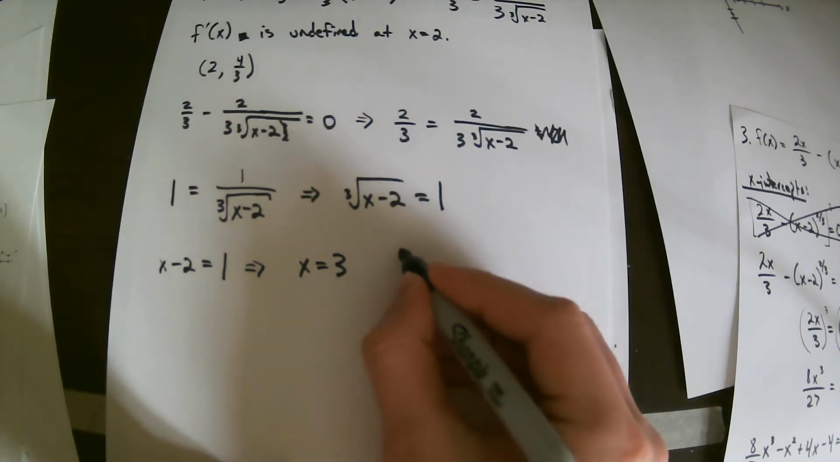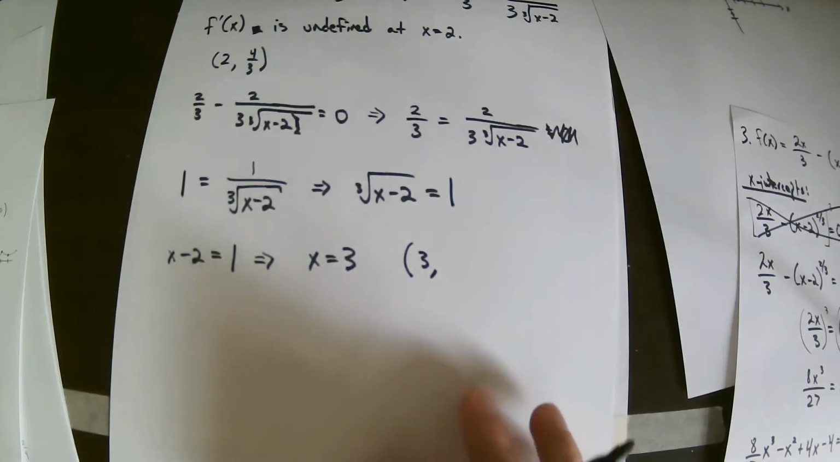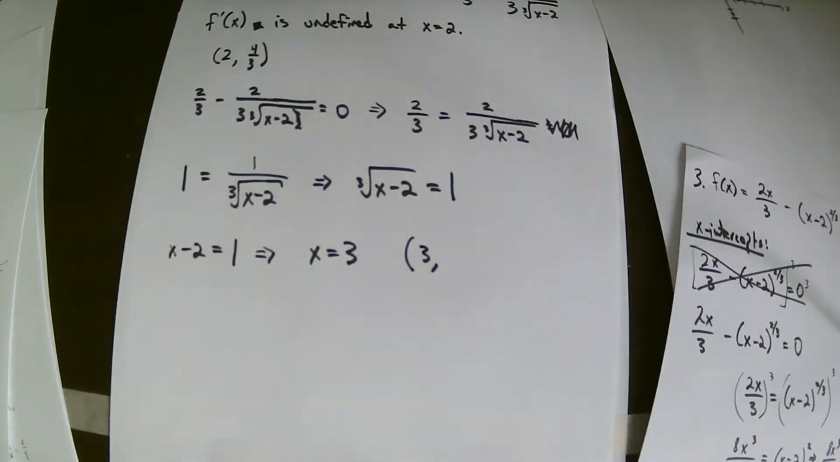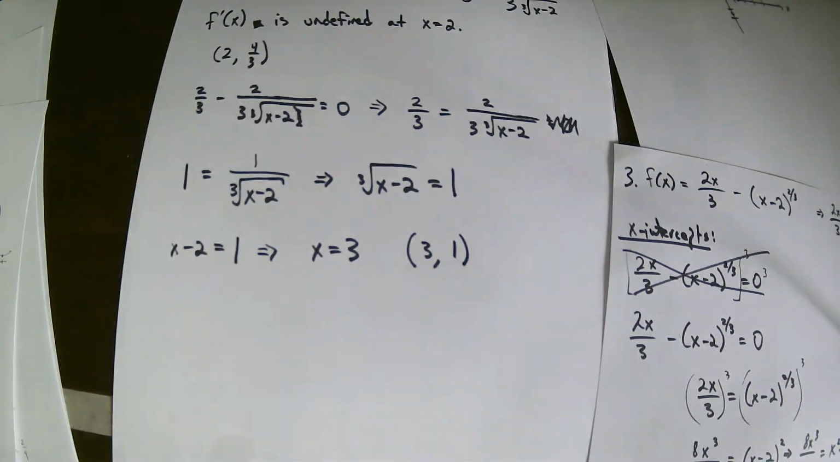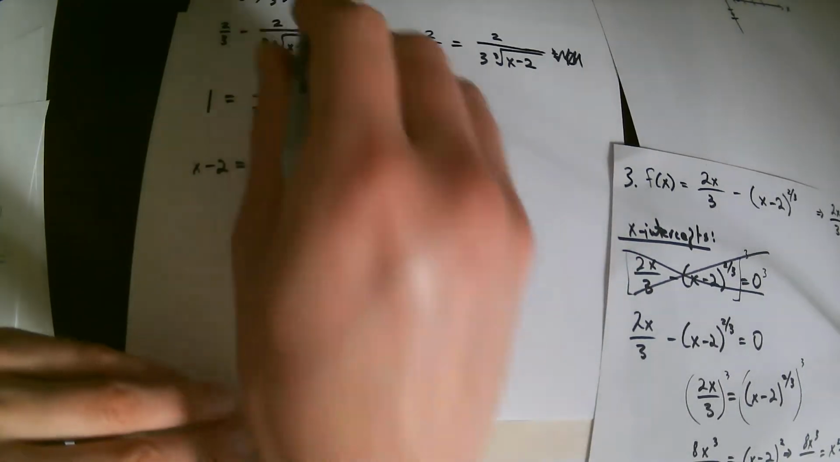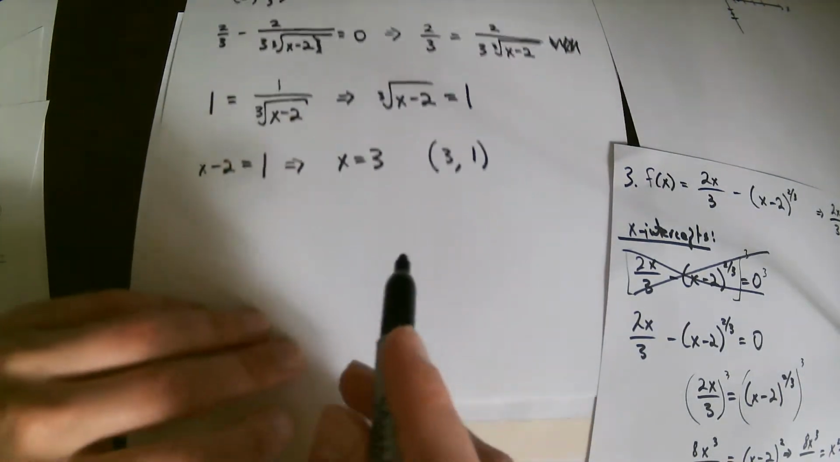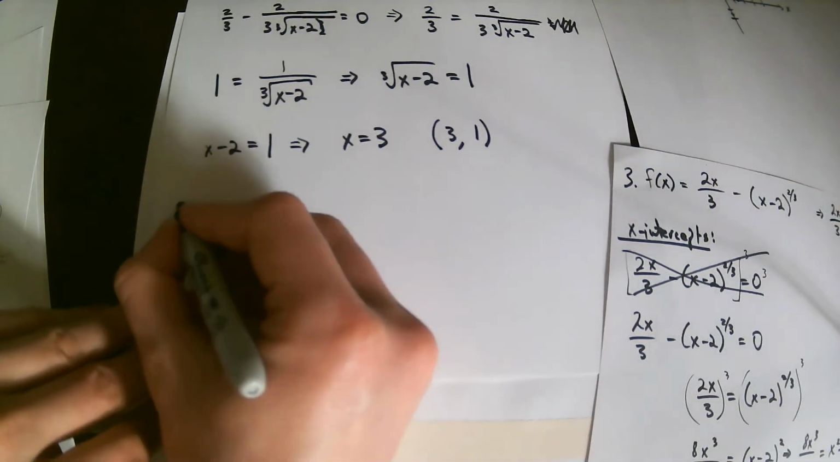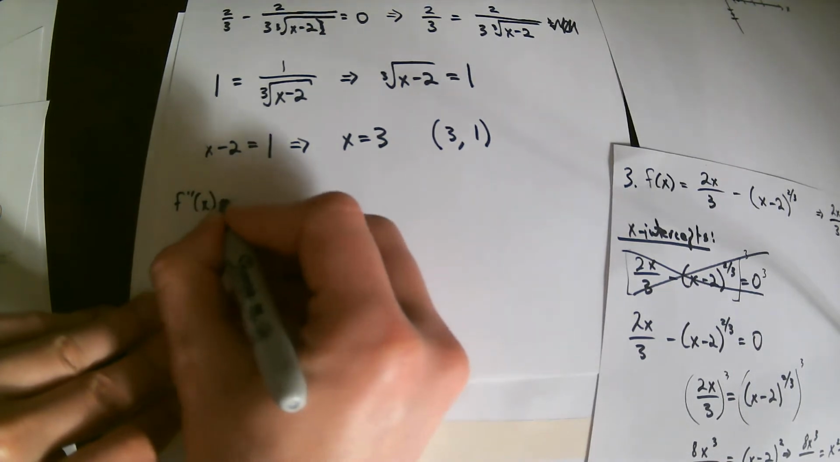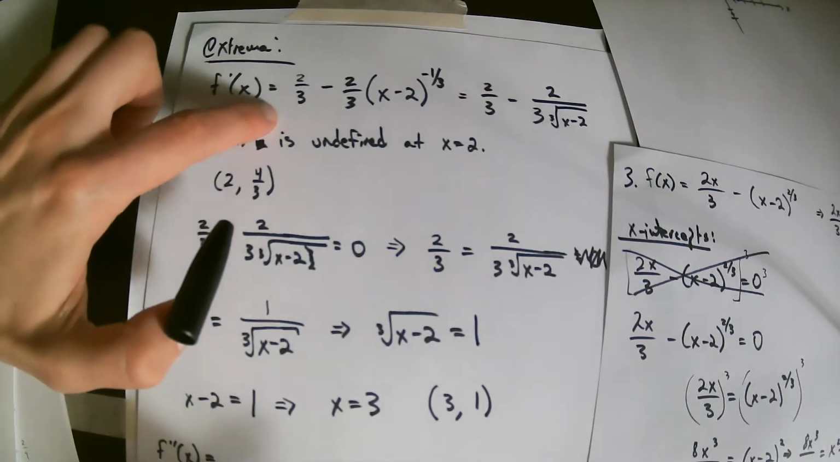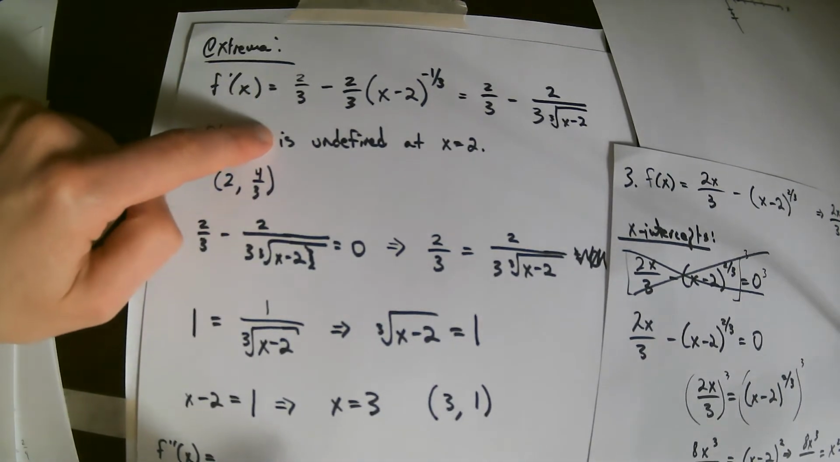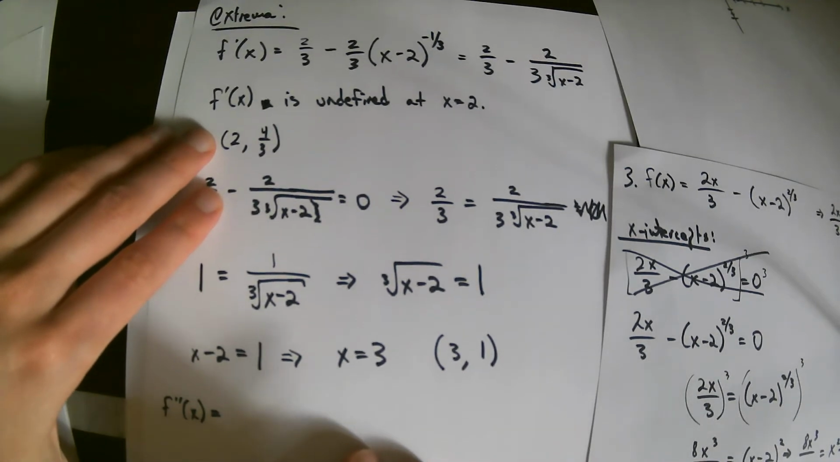So I've got another possible max or min at 3, comma, and then the y value will come from plugging in to the original function. What is that going to be? 1? Yes, 1. Alright, so max or min, don't know yet. But if I get the second derivative, I can use the second derivative test. So let's get that. I'm taking the derivative of this now, of the first derivative. Can I get them both on the same page?